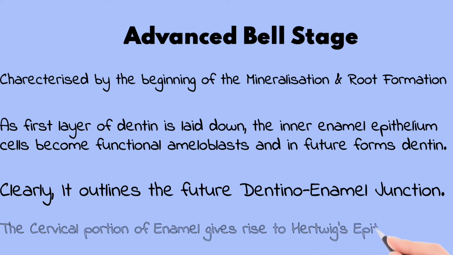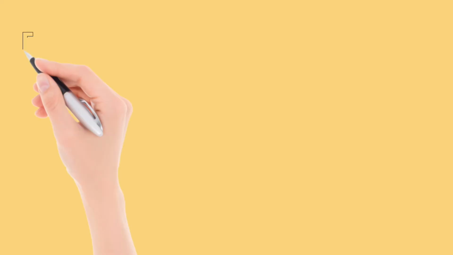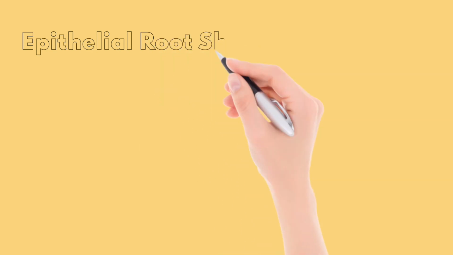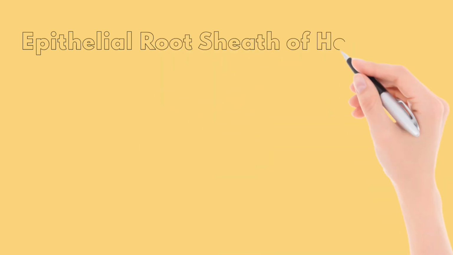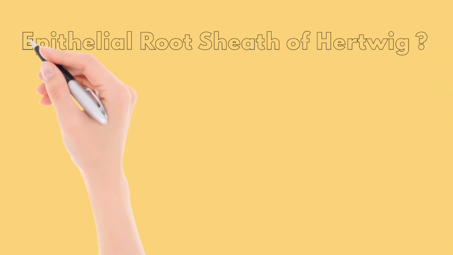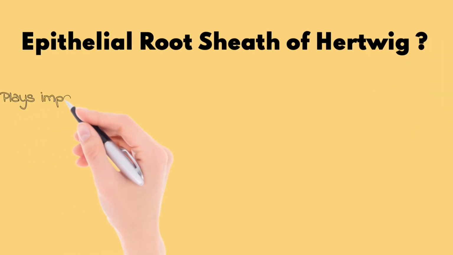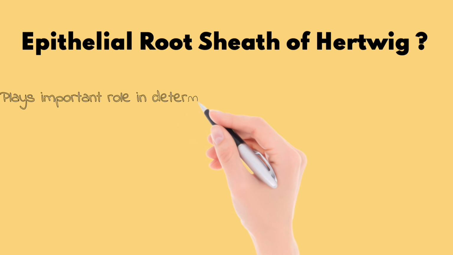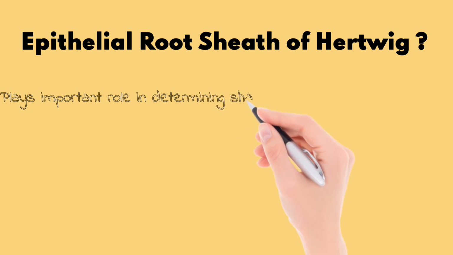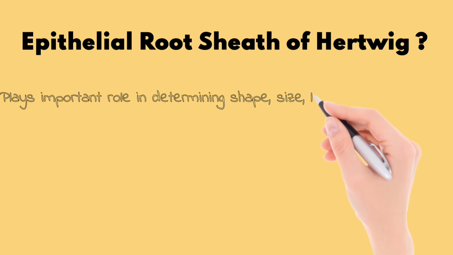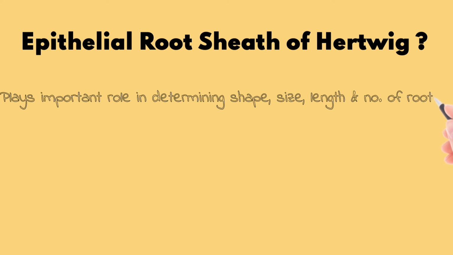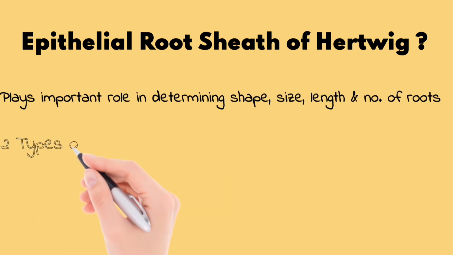What is this Hartwig epithelial root sheath? It plays a very important role in the determination of the shape, length, size and the number of roots. I repeat that the epithelial root sheath of Hartwig plays a very important role in determining the shape, length, size and the number of roots. This Hartwig epithelial root sheath contains mainly two types of cells, that is the outer enamel epithelium and the inner enamel epithelium.